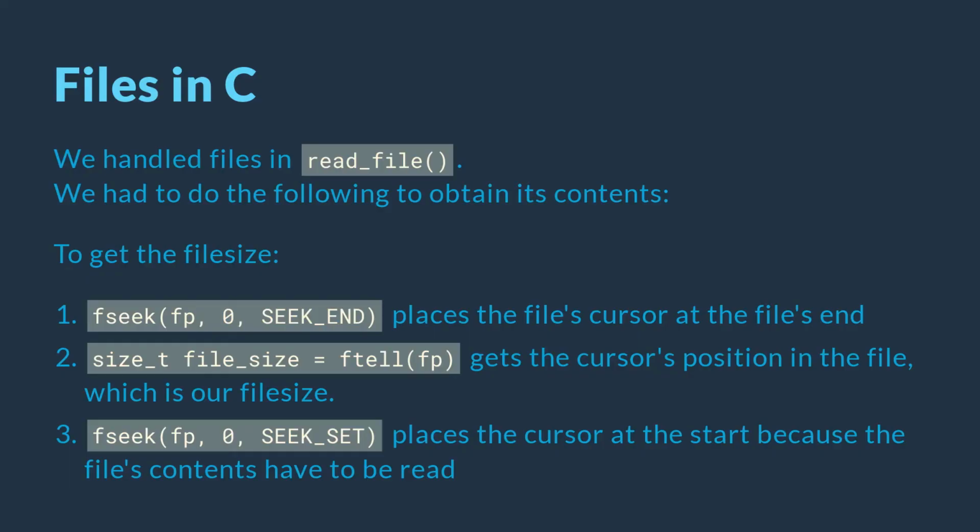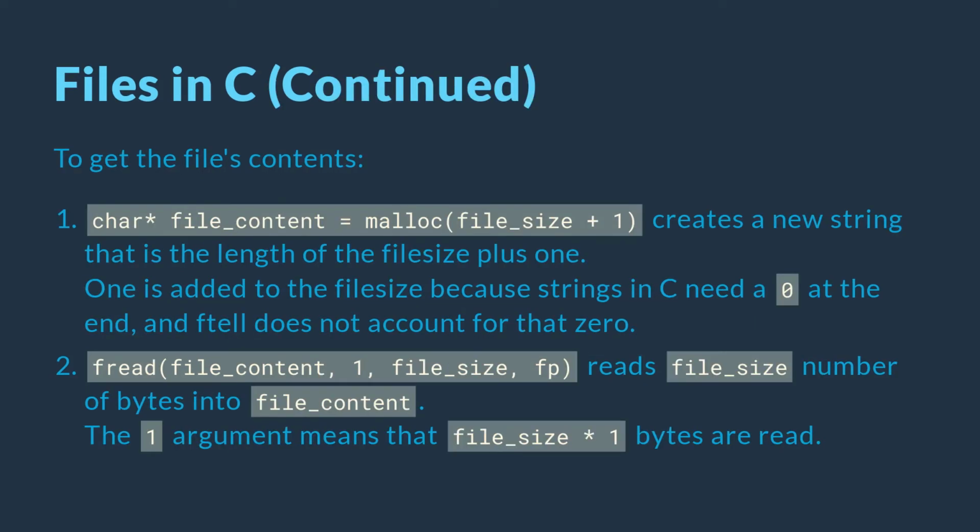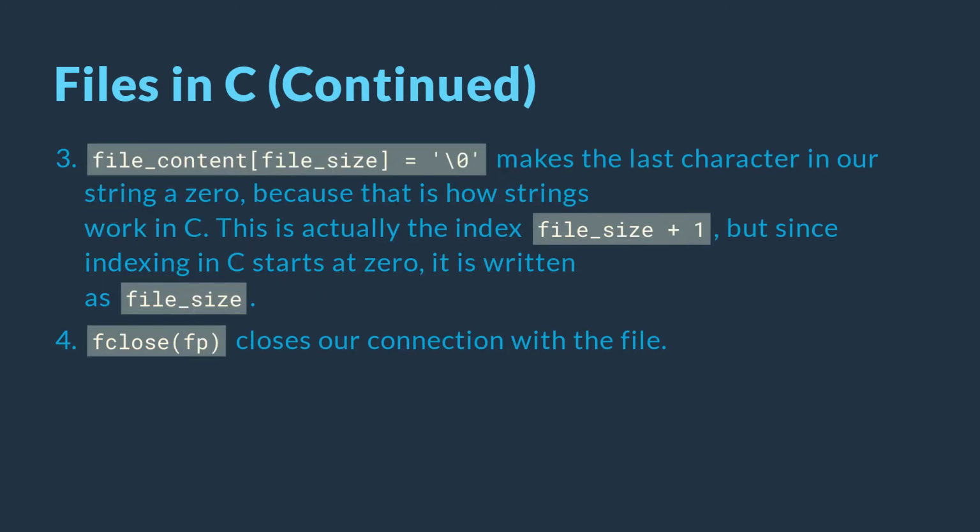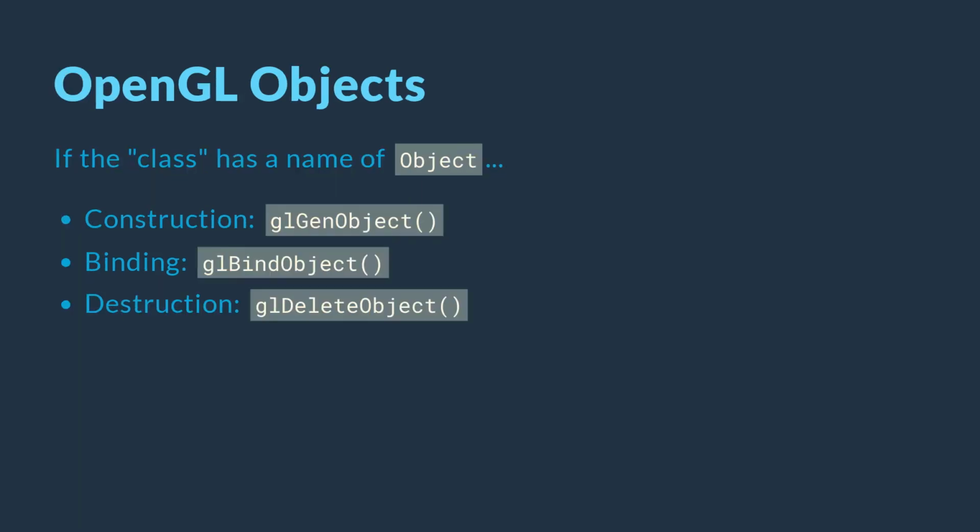To read our shader files, we used a function called readFile. We had to get the file size of the given file first. This file size would determine the size of our string which contains the contents of the file. The fread function reads the file's contents into the string. Then, the null terminator is attached to the end of the string, and the file is closed.